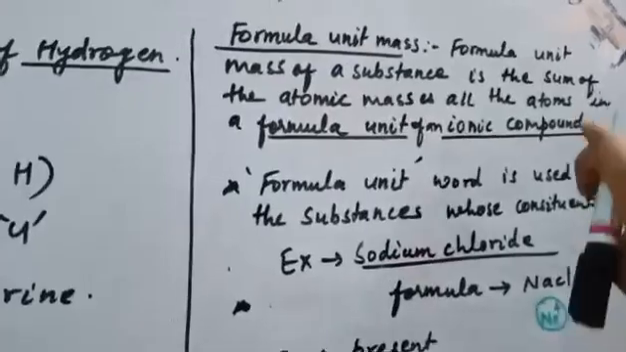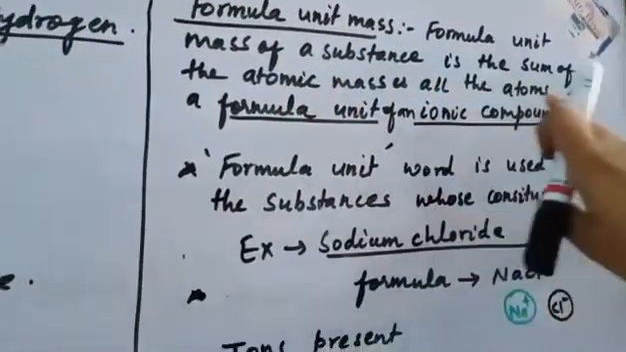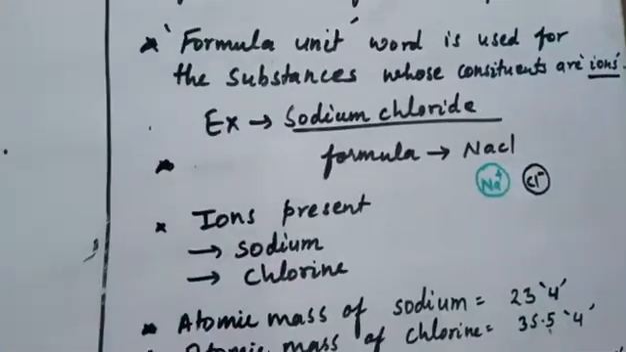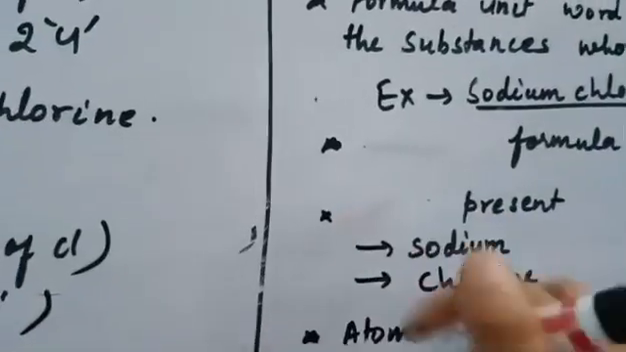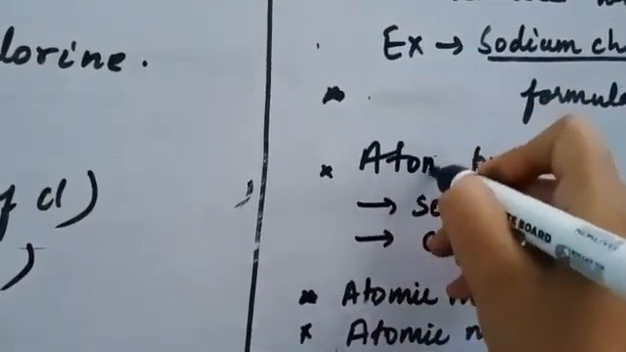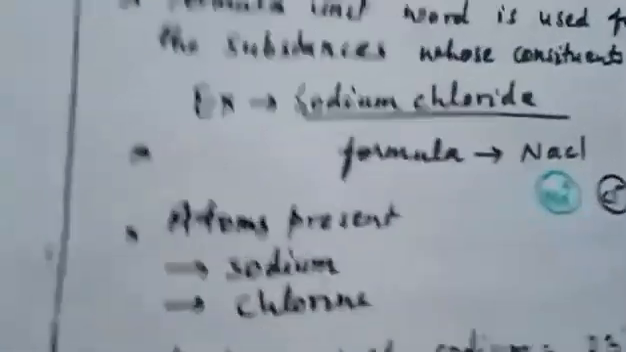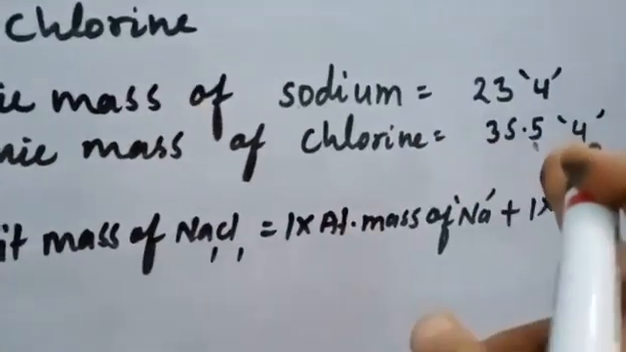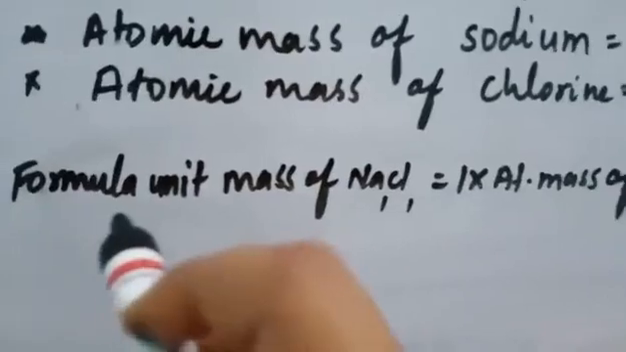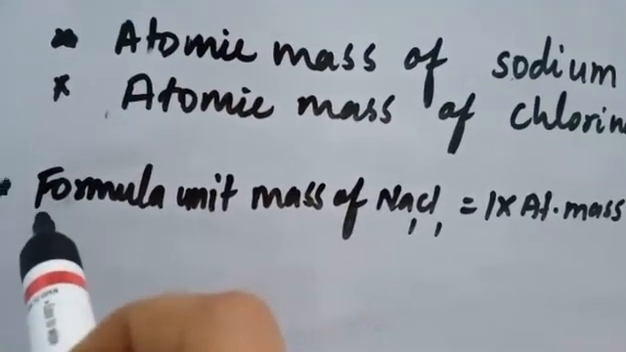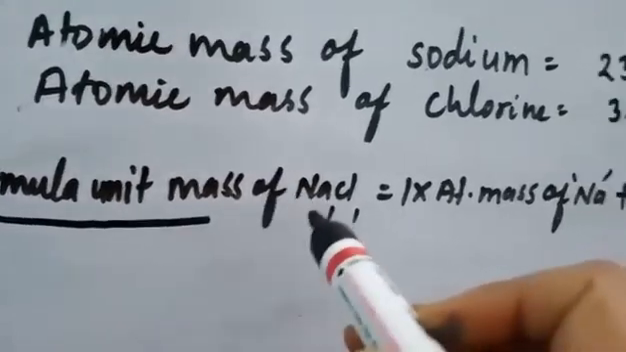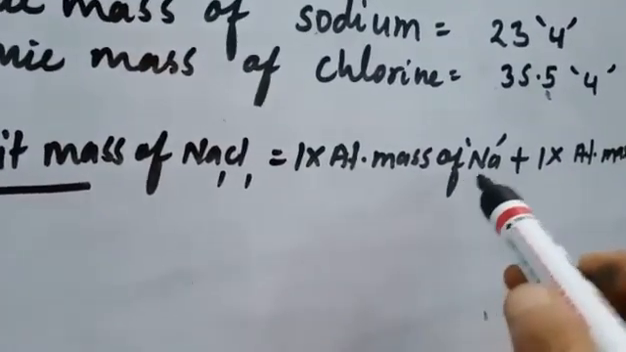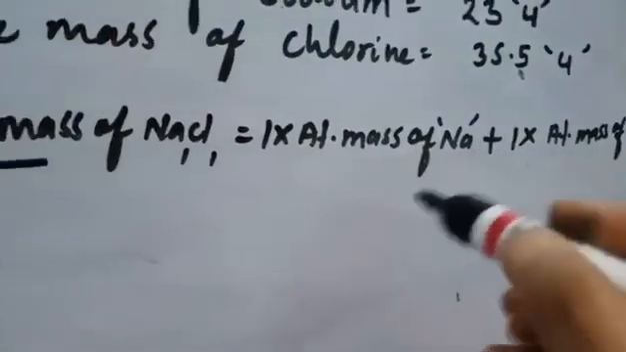As per the definition, we have to sum the atomic masses of all the atoms in the formula unit. What are the atoms in the formula unit? Sodium and chlorine. Okay, so you can just write here, atoms present are sodium and chlorine. The atomic mass of sodium is 23u and the atomic mass of chlorine is 35.5u. So instead of molecular mass, we will write the words formula unit mass of sodium chloride is equal to, there is one sodium atom, so 1 into atomic mass of sodium plus 1 into atomic mass of chlorine, and we will calculate.